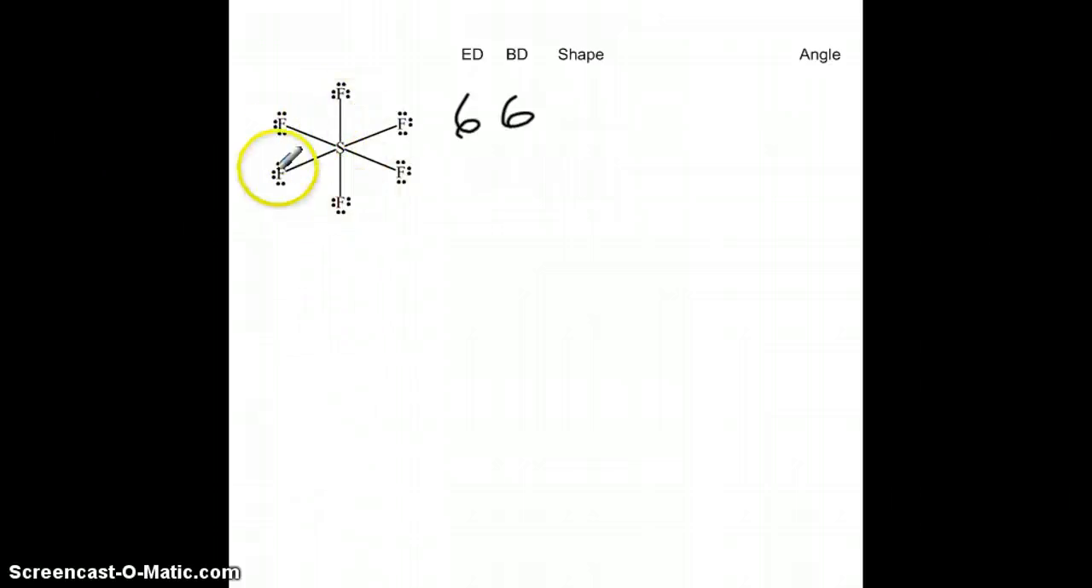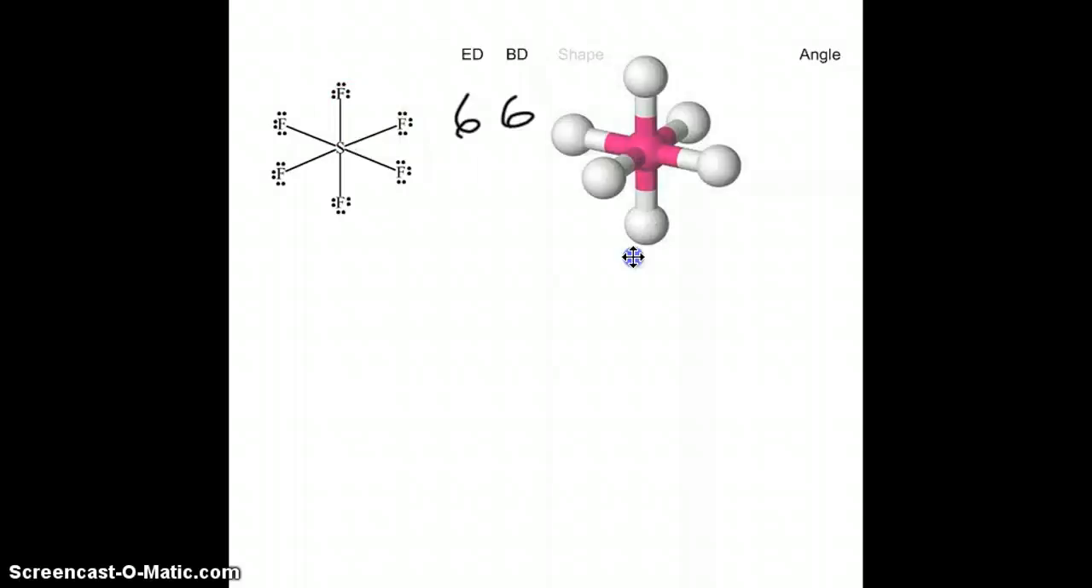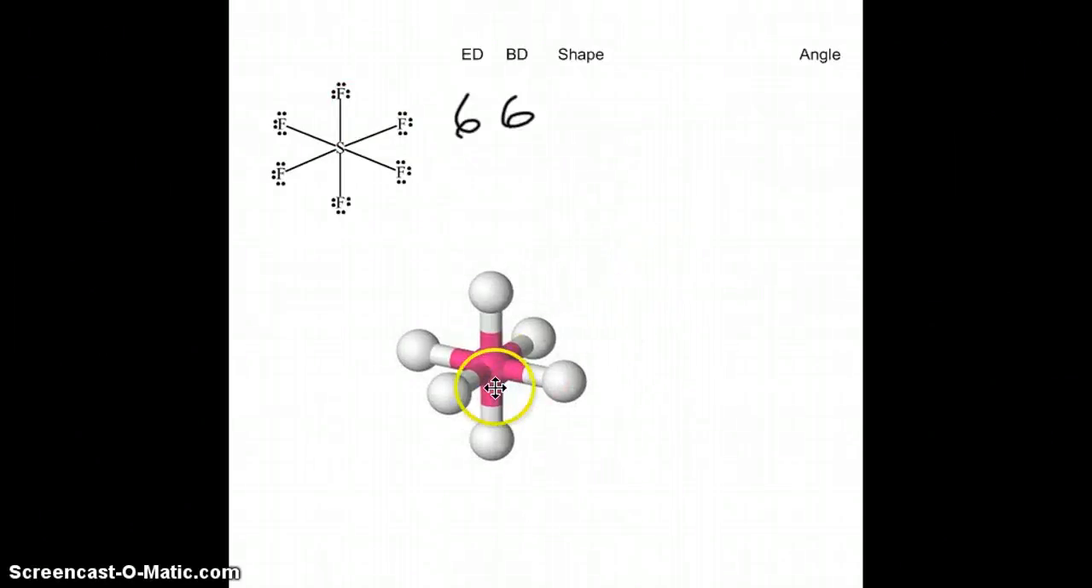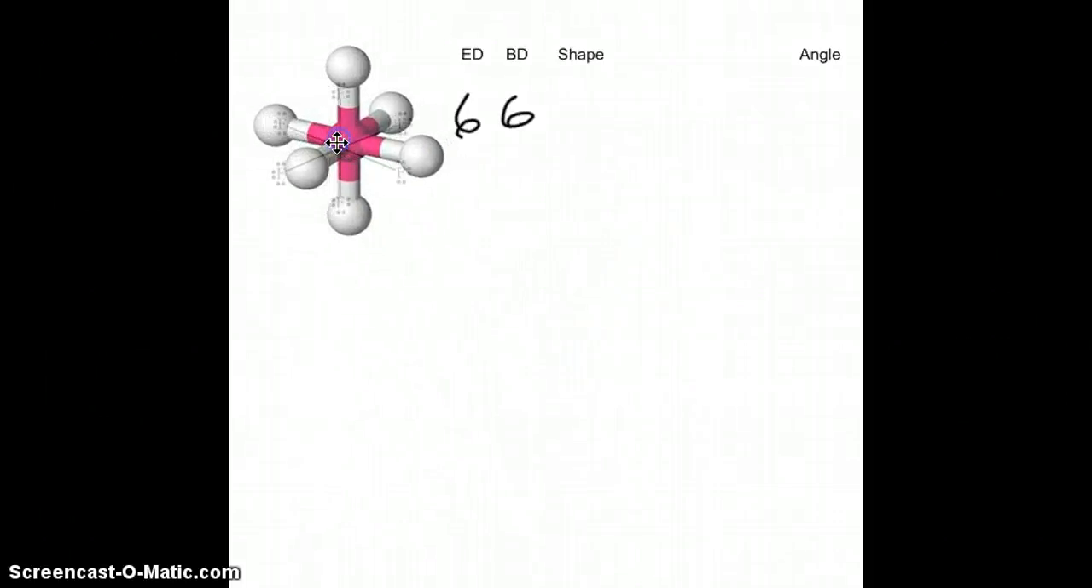Okay, so now what if we have 6 electron domains? So what if we have sulfur hexafluoride? Sulfur hexafluoride now has 6 electron domains and 6 bonding domains. And again, we're trying to represent a three-dimensional molecule on a two-dimensional computer screen here, and sometimes that doesn't work. So let's bring down the three-dimensional model. And hey, look, if I overlay that, it kind of all just lines up pretty well.